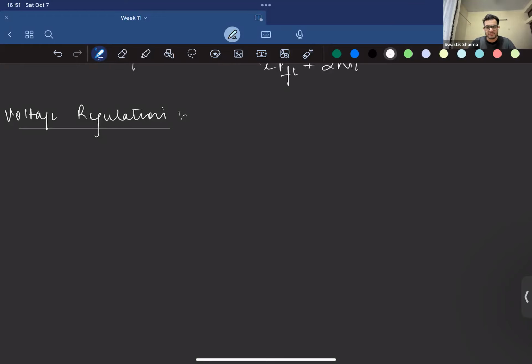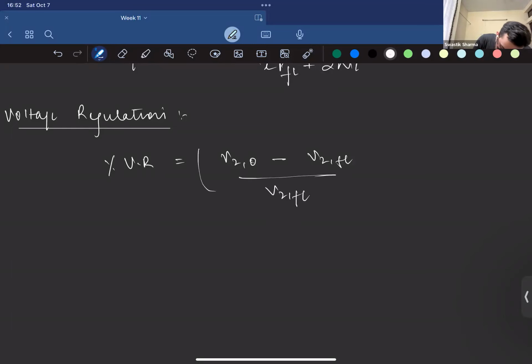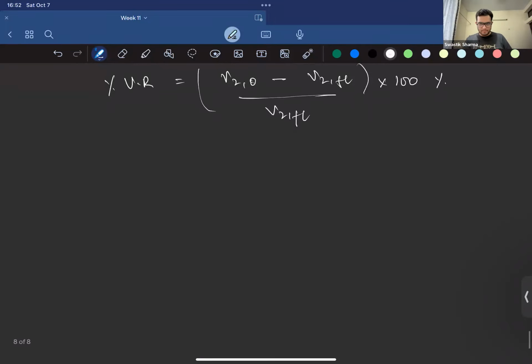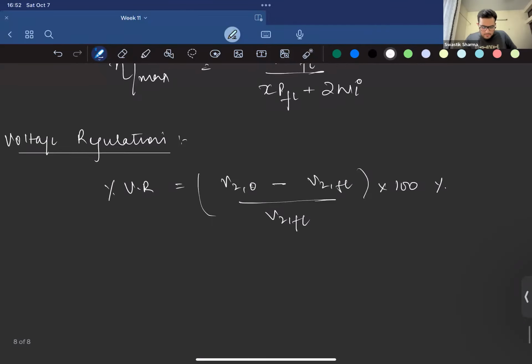And generally, this voltage regulation is very minuscule. It's very small, and the smaller the better. So how do we represent it? As VR, which is represented in percentage: no load minus full load upon full load. So this is how our voltage regulation looks, right?